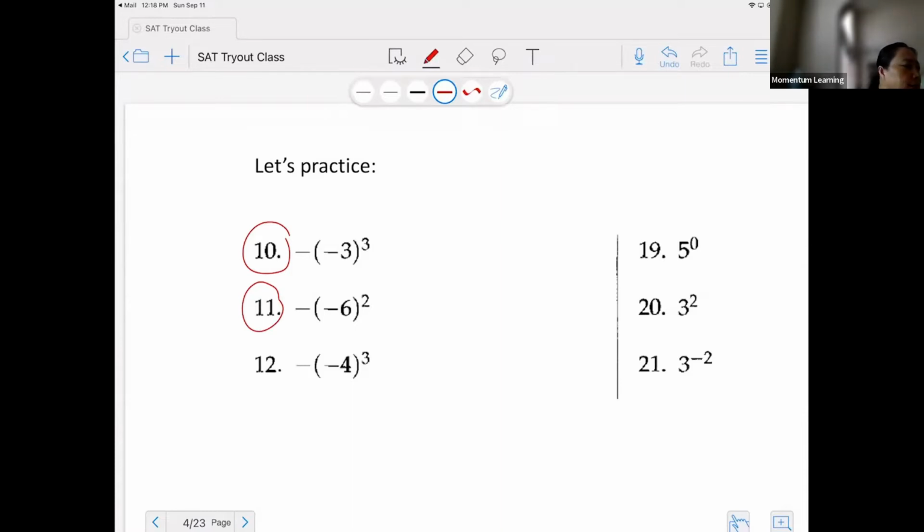Okay, so you would do this first: -3 cubed, -3 times -3 times -3, that's -27. And then you have a negative sign outside, that's +27. Okay, 11, do the same thing. You do the power first, so it's negative, and then -6 squared is +36.